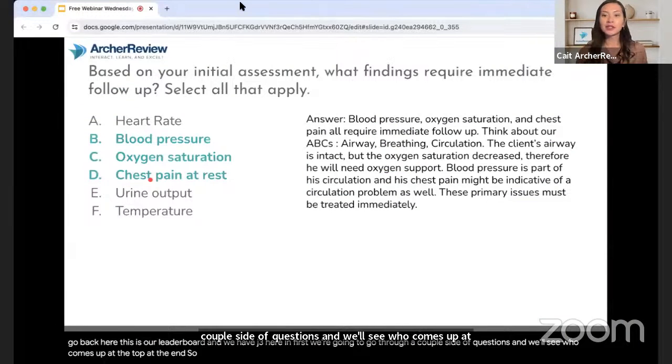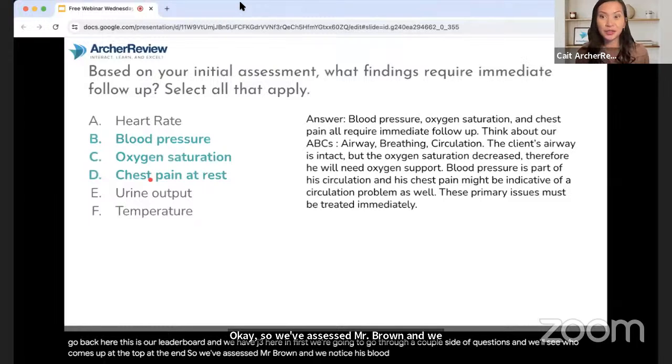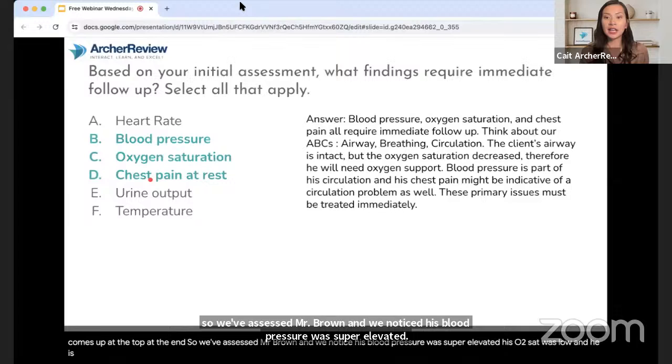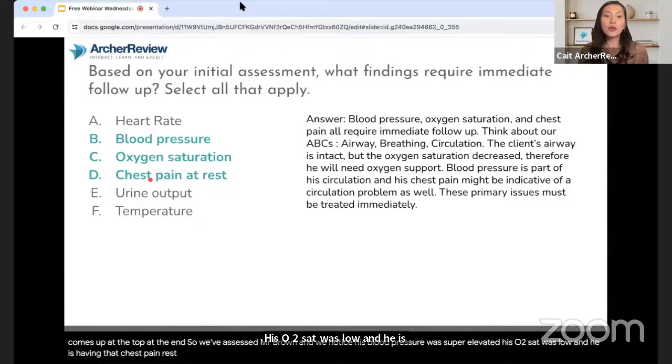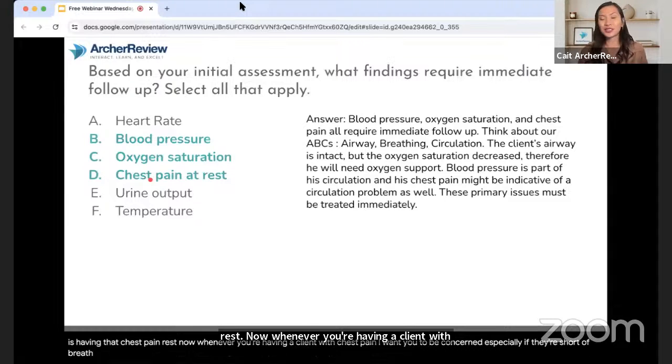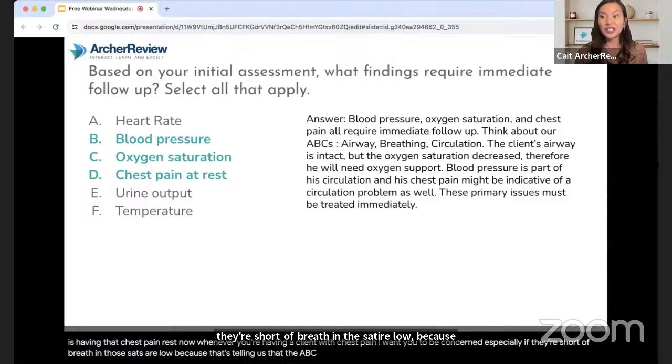Okay, so we've assessed Mr. Brown, and we noticed his blood pressure was super elevated. His O2 sat was low, and he is having that chest pain at rest. Whenever you're having a client with chest pain, I want you to be concerned, especially if they're short of breath and those sats are low, because that's telling us that the ABCs are potentially compromised here.